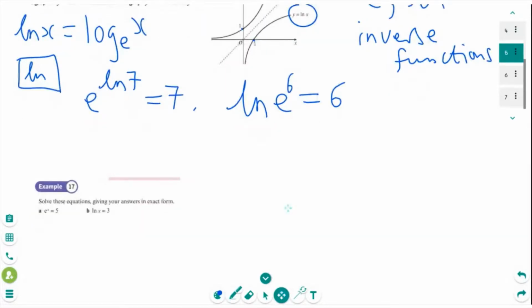On the first one, e to the x equals 5, the simplest way to solve it, ln both sides. So you can take natural logarithms on both sides.